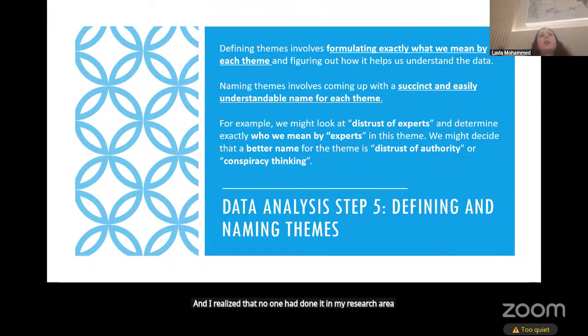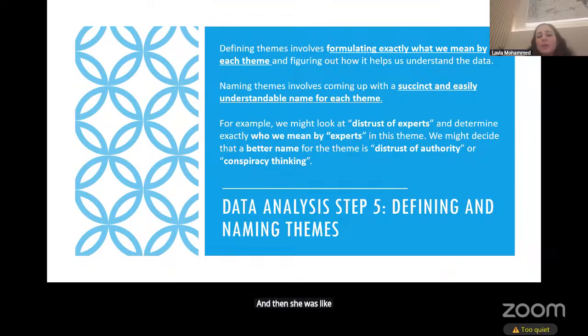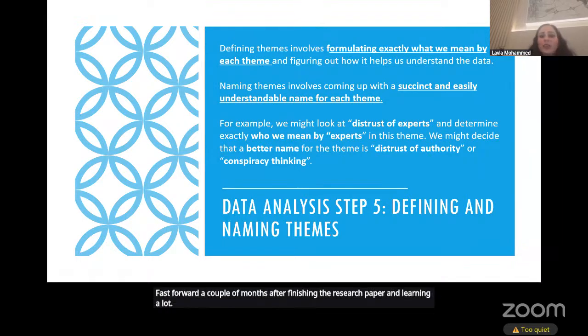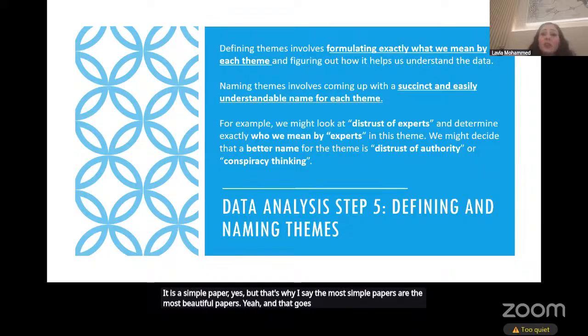So I went to this professor who was helping me learn econometrics, and I said to her, I've got this great idea. And she was like, Layla, it's too simple, it won't be published. Fast forward a couple of months after finishing the research paper and learning a lot, it was published in a Q1, highest rank of journals, ABS 3-star. So it is a simple paper, yes, but that's why I say the most simple papers are the most beautiful papers. And that goes for the methodology, the data collection, the writing of your paper, okay?